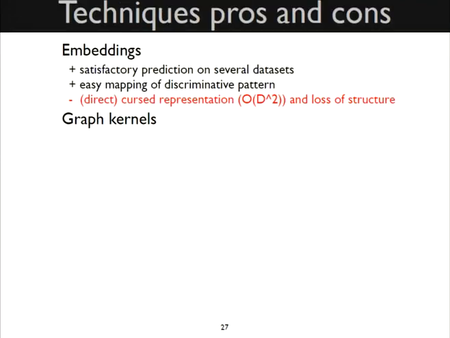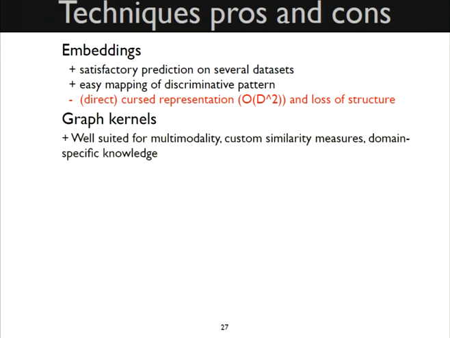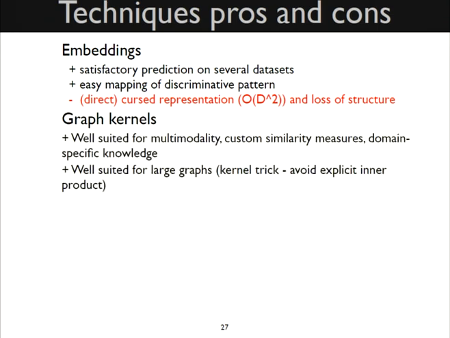To summarize the different techniques: first, embeddings work reasonably well on several data sets. It's easy to map the discrimination pattern, because the weights of your classifier are going to be on the edges. The problem with the direct embedding is that you have a very high dimensional representation. Graph kernels work very well. You can define your own similarity measure, and they're well suited if you have multimodal problems. They're also well suited for large graphs, so you don't have a problem with dimensionality.